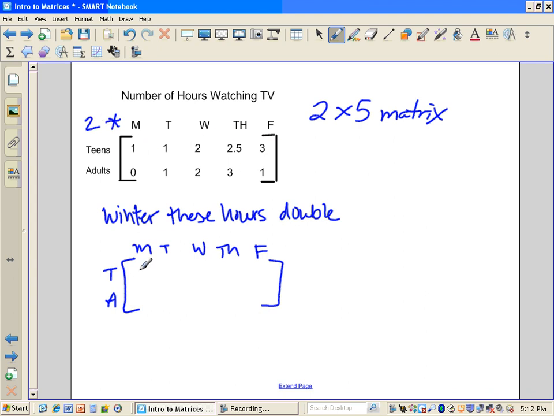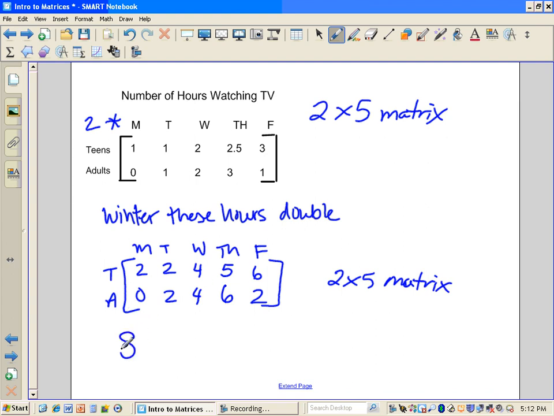So 2 times 1 is 2, 2 times 1 is 2, 2 times 2 is 4, 2 times 2.5 is 5, 2 times 3 is 6, 2 times 0 is 0, 2 times 1 is 2, 2 times 2 is 4, 2 times 3 is 6, 2 times 1 is 2. And so I still have a 2 by 5 matrix. I have multiplied a number by everything in the matrix, so all of this has been multiplied by 2.